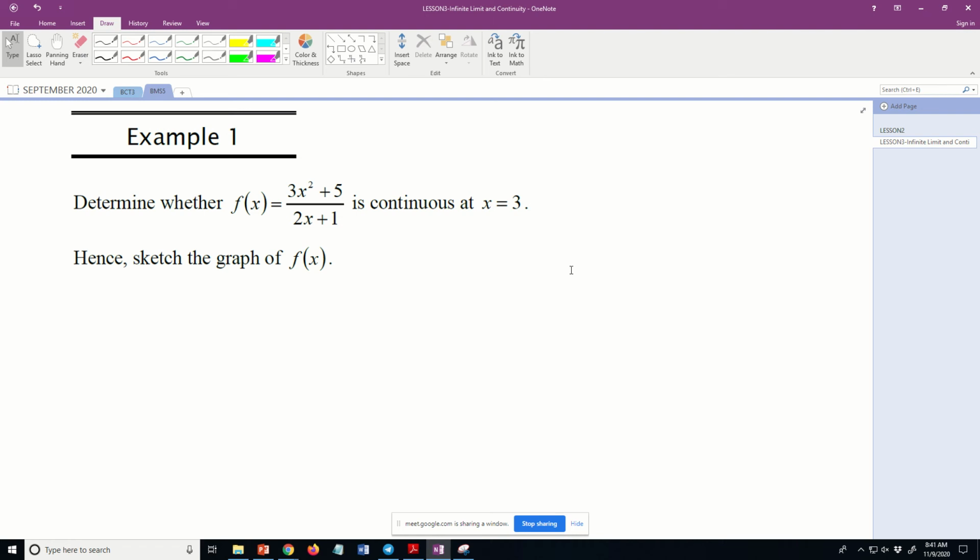Okay, so kita nak cuba selesai ni. Determine whether function f(x) equals (3x squared plus 5) over (2x plus 1) is continuous at x equals 3. Okay, macam mana kita nak selesai ni? Okay, now the question is what? Now we want to test whether the function is continuous at x equal to 3. So kita nak tengok ni. Okay, what is my first definition? Okay, first definition is f(a) is defined. So saya kena tahu f(a) is defined. Ini yang first definition.